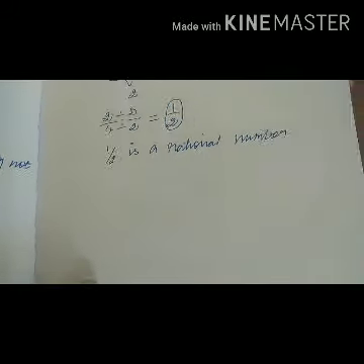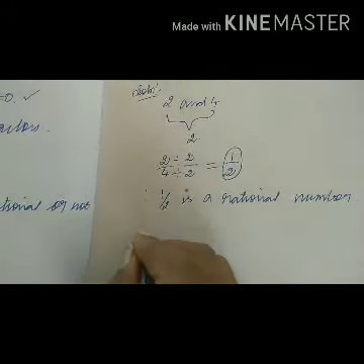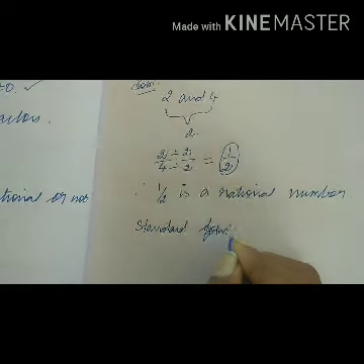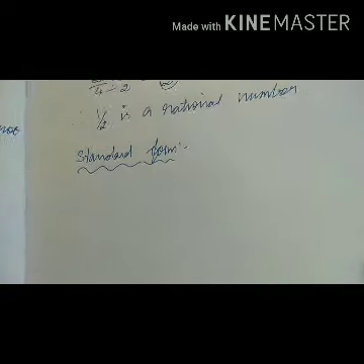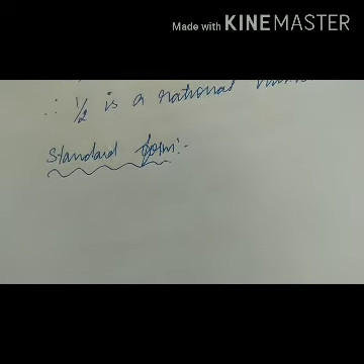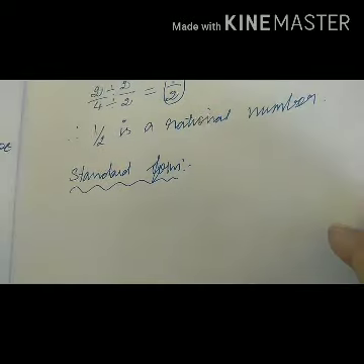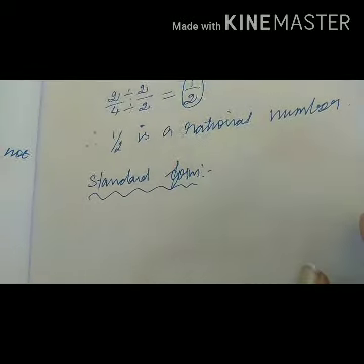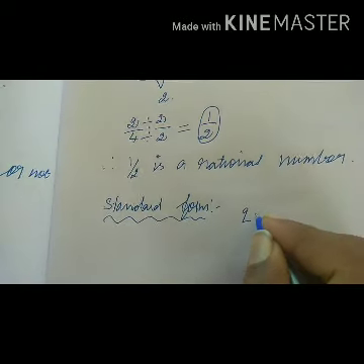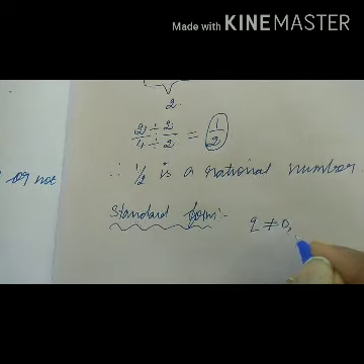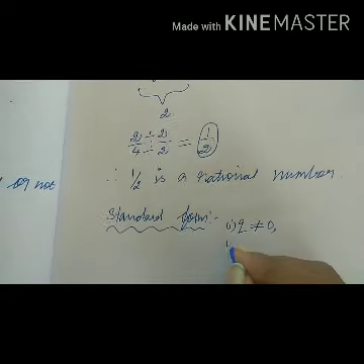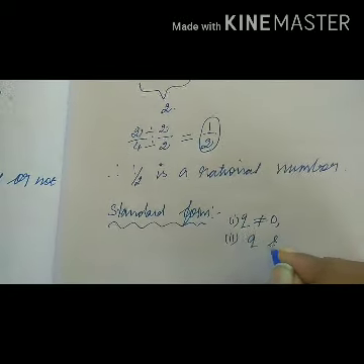Next, standard form of a rational number. What's the standard form of rational numbers? Rational numbers have 3 conditions, and I have to add one more condition. The fourth condition: the denominator Q is not equal to 0 and the denominator should be positive.